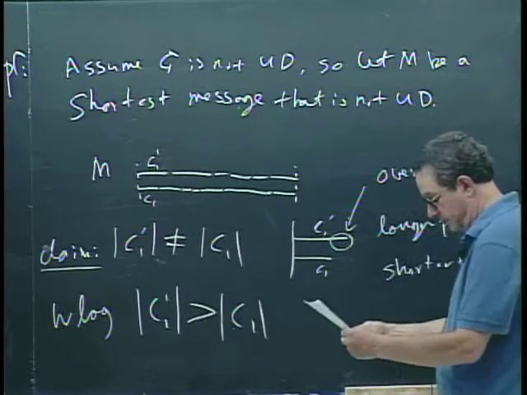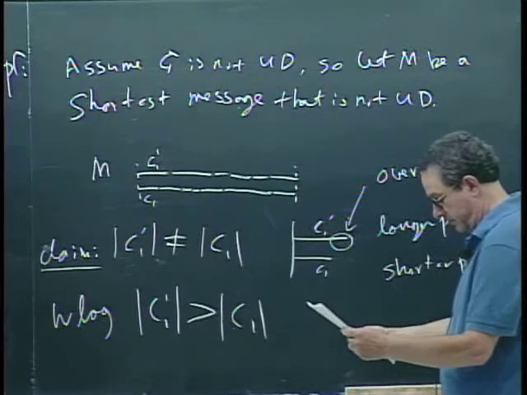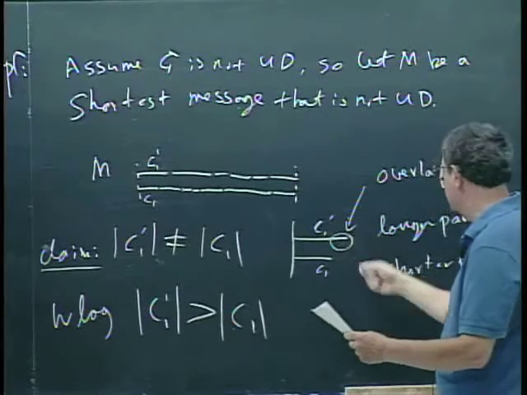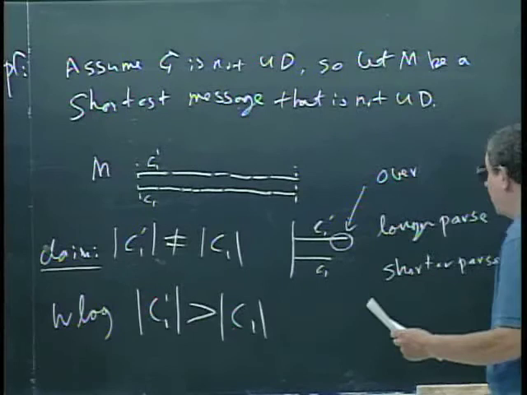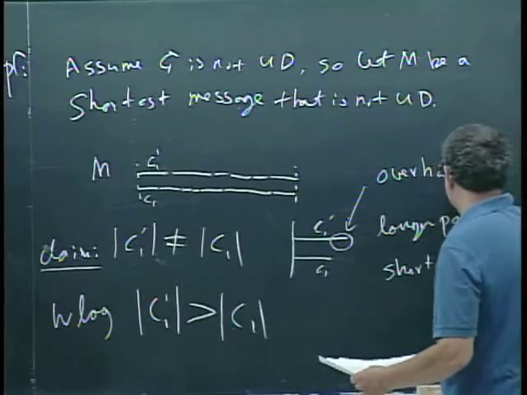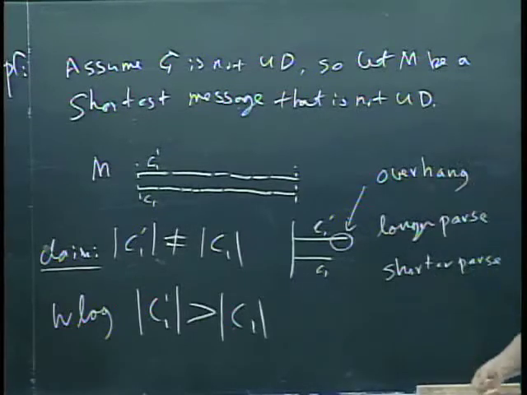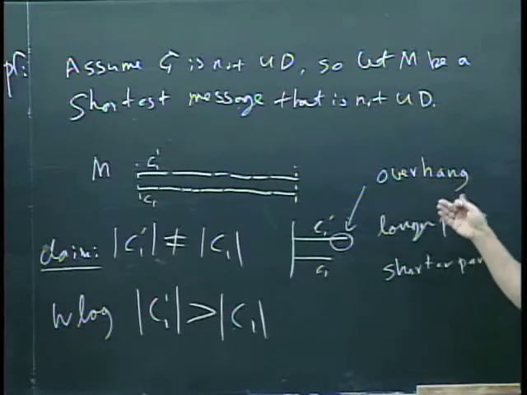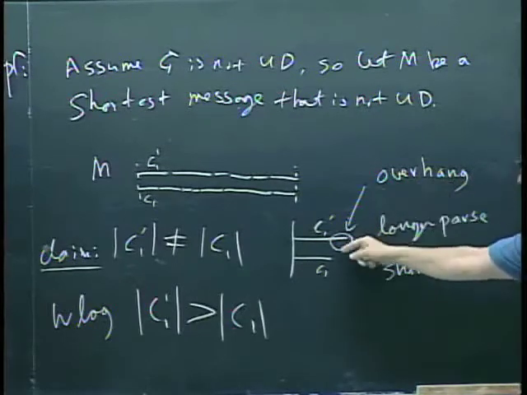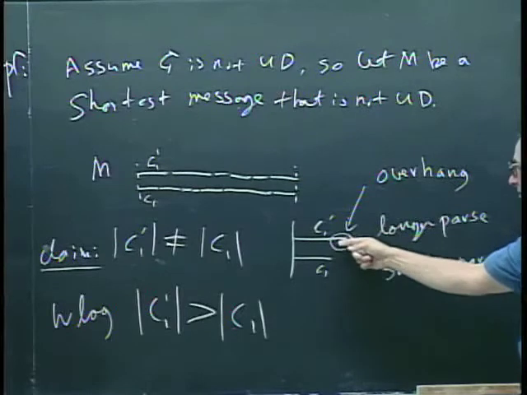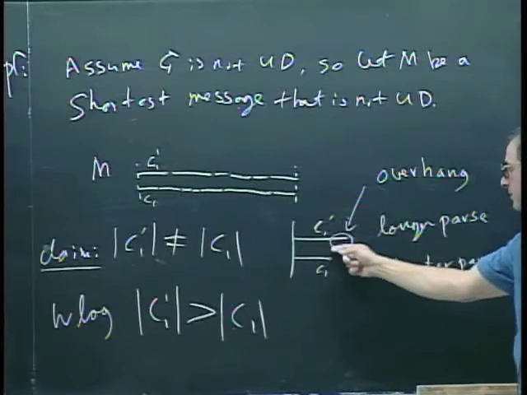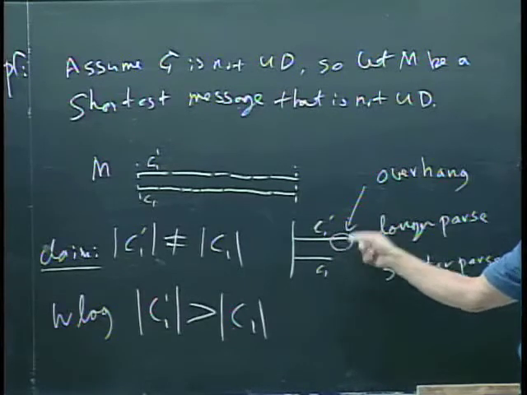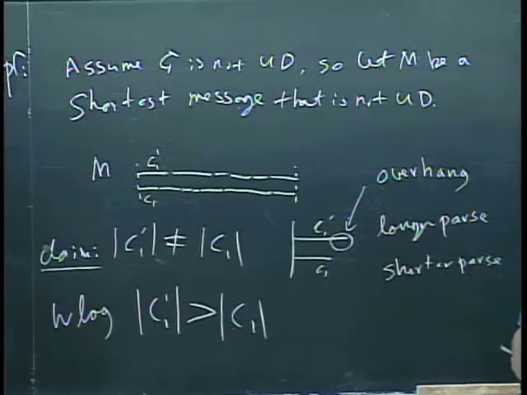No, overlap is the wrong word. That doesn't suggest what it is. What's a better word for this? Overhang. Okay, we could call it the overlap. It just wouldn't be suggestive of what it actually is. You can call it whatever you like. But anyway, overhang is a better word for what this is. It's the amount that extends past the shorter parse by the longer parse.